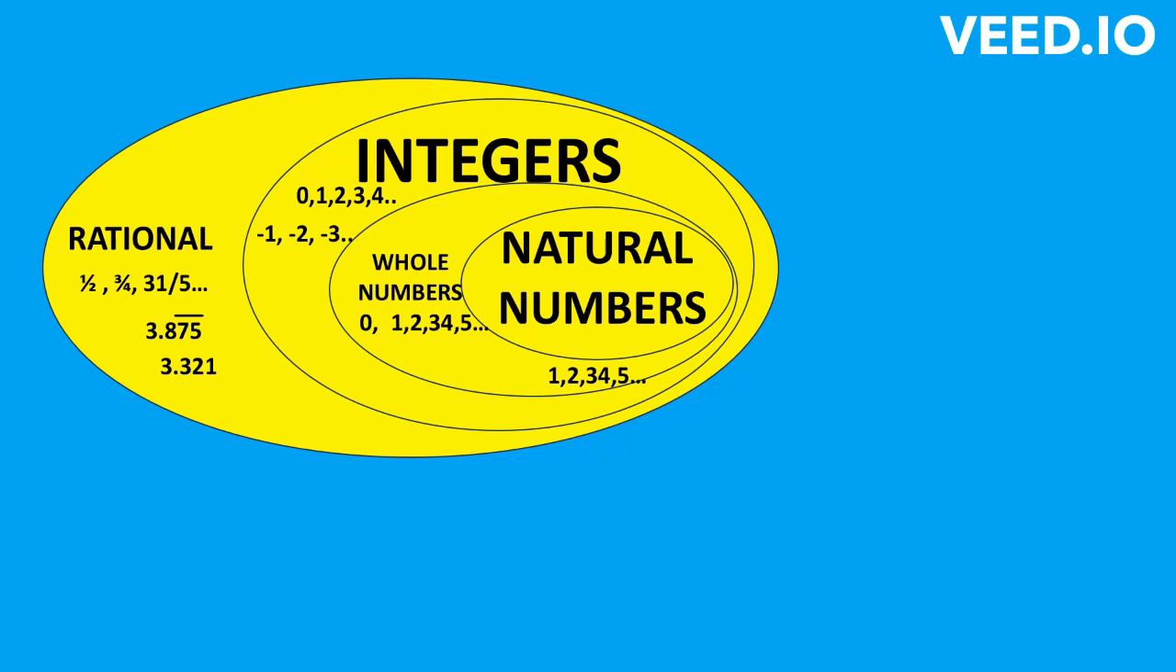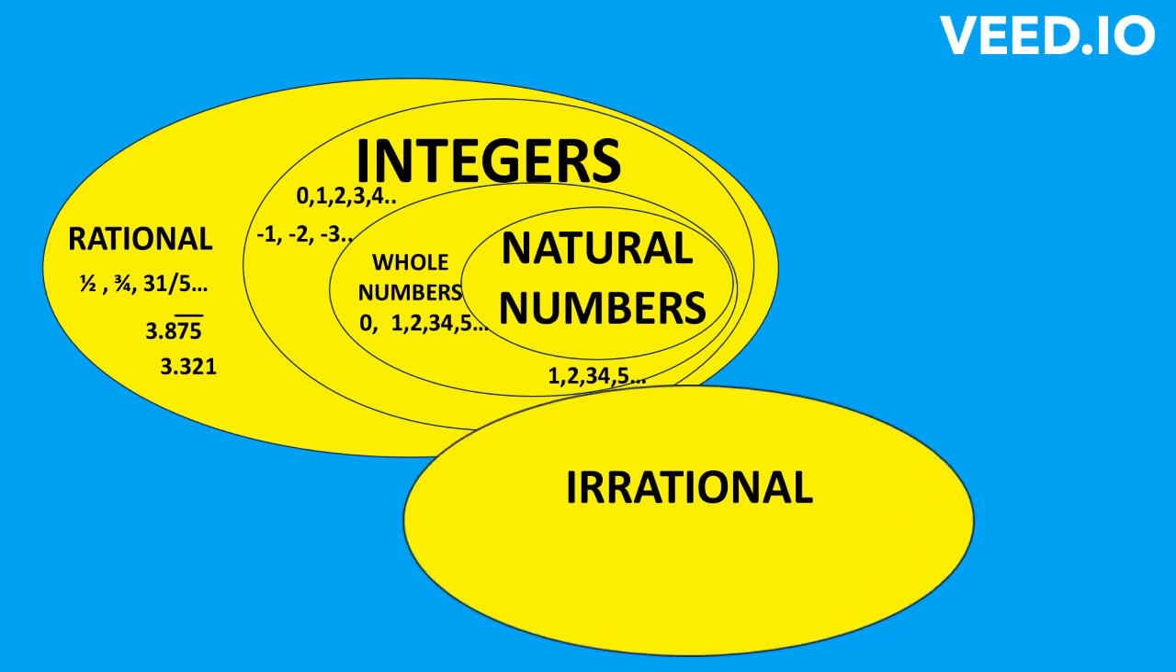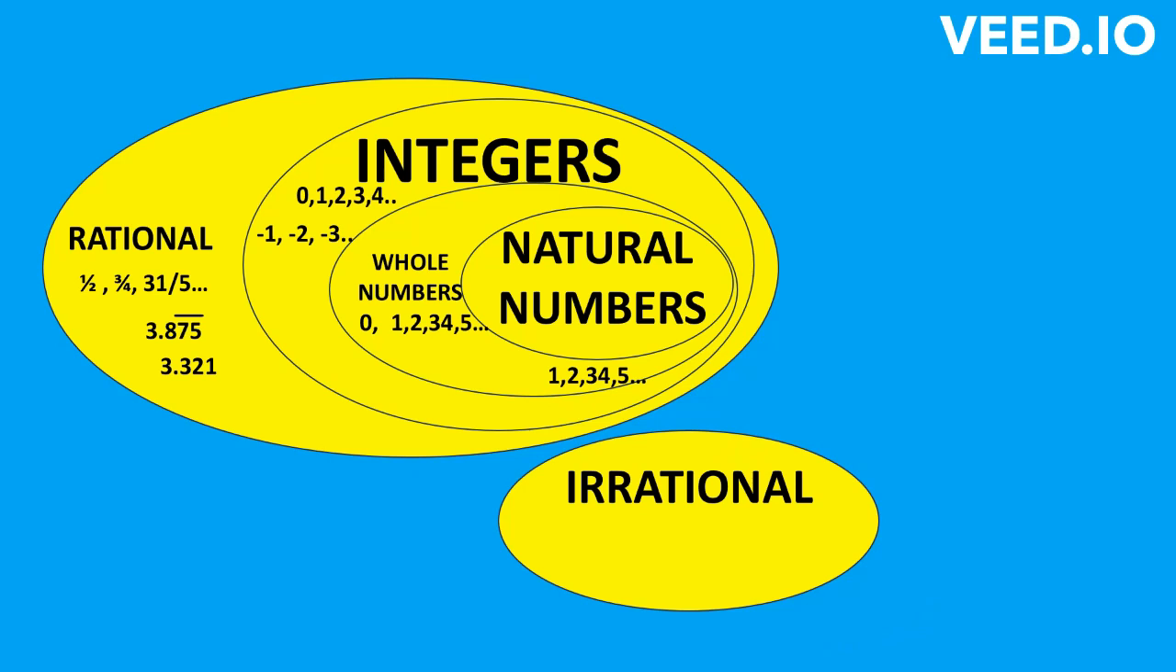We have a number set which is different from all these numbers we have seen. That is irrational numbers. It represents all the numbers which are not rational, that means which cannot be expressed in the form of a fraction. We have a decimal here which has an infinite number of decimal places. There is no end to it. It doesn't terminate. This is an irrational number.